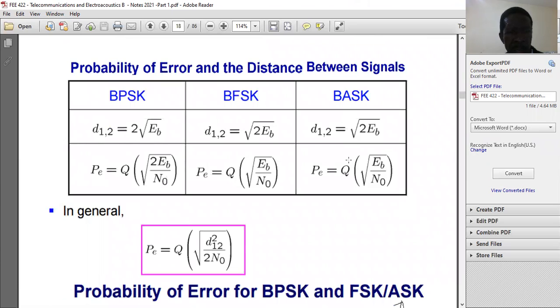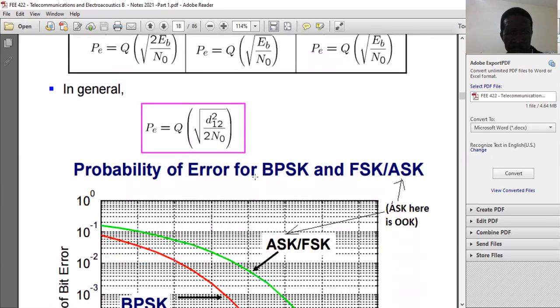We summarize here the probability of error as well as the distance between the two signals. For binary phase shift keying, the distance is twice the square root of Eb, and for frequency shift keying the distance is the square root of 2Eb, the 2 is inside, and for amplitude shift keying also the 2 is inside. And the expressions for the probability of error are given there.